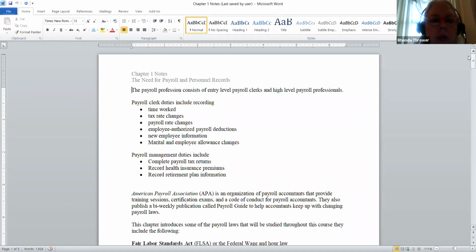You should be able to see some notes that I prepared for Chapter 1. In Chapter 1, we don't have any mathematical problems that we're going to be doing. So what I want to do with you is go over some of the terminology in Chapter 1. Your first assignment is just going to be multiple choice questions. And so you need to make sure that you have read the first chapter.